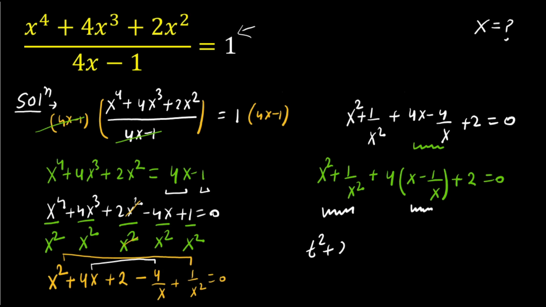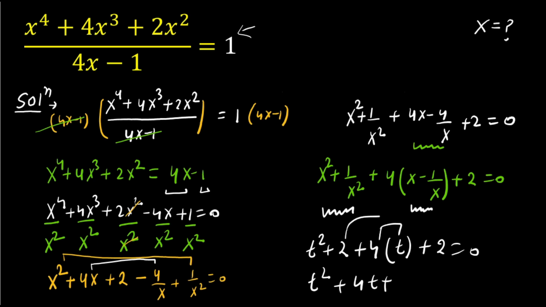Now in the given expression, x² + 1 over x² is replaced by t² + 2, plus 4 times (x − 1 over x) is replaced by t, plus 2, and this equals 0. Here t² plus 4 times t, plus 2 plus 2, that is 4, equals 0. This is a quadratic equation: t² + 4t + 4 equals 0.